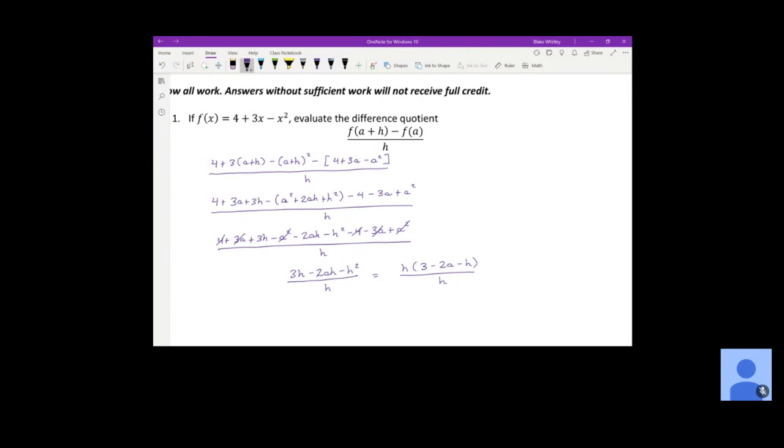And now if we simplify that, what's that going to give us? Good. So the h's cancel here. We're left with 3 minus 2a minus h. So that is our final. Okay. Any questions on that one now?